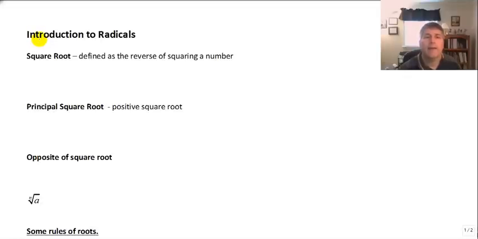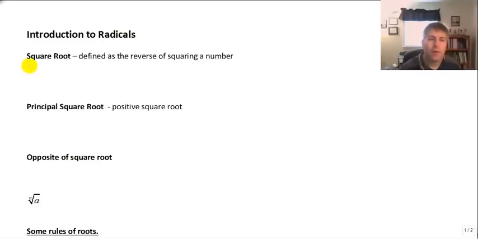Welcome back. In today's video, we're going to introduce the concept of radicals, or square roots and cube roots and that type of thing. We're going to begin by taking what we call roots of a number. And the square root is defined as the reverse of squaring a number.